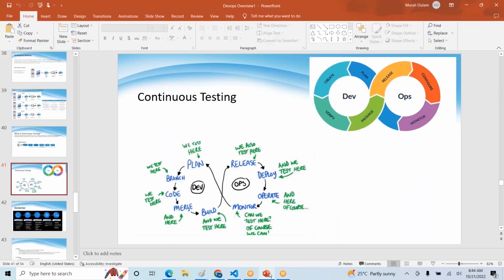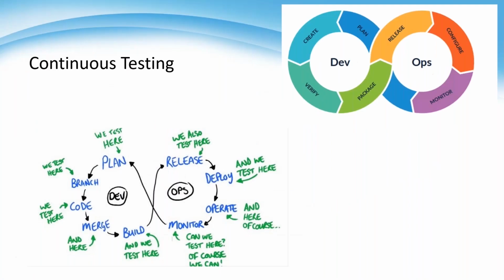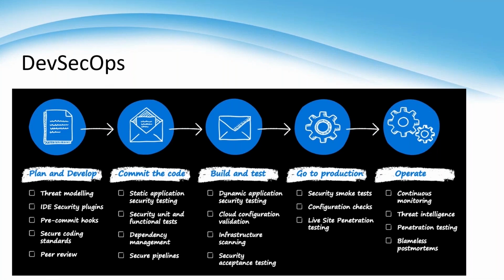You can observe this picture. These are the different stages: planning, build, code, merge and release, deploy, operate. For the entire stages, we need to set up different policies and different rules. This strategy we can call DevSecOps.